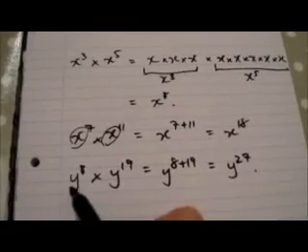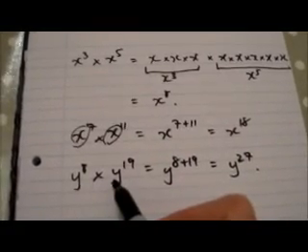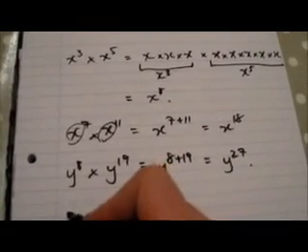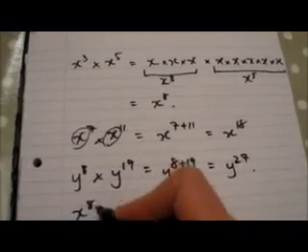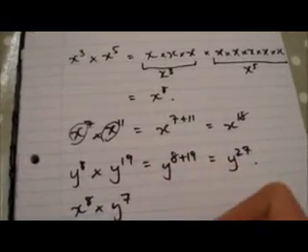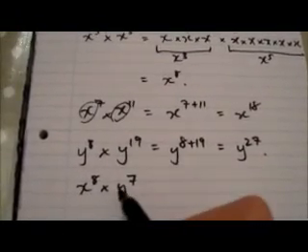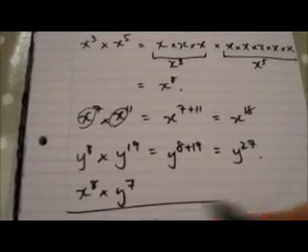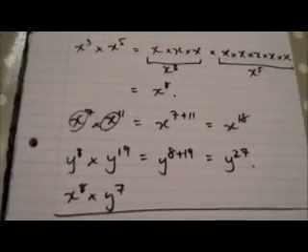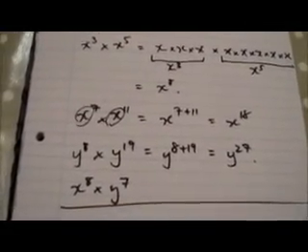It's important that these two numbers are the same. They're called the base. So for instance, if you have x to the power of 8 by y to the power of 7, there's nothing you can really do with that. So you're pretty much stuck with that. Alright, so if we're multiplying, we add the powers.